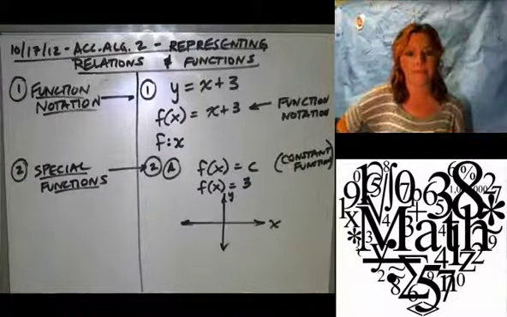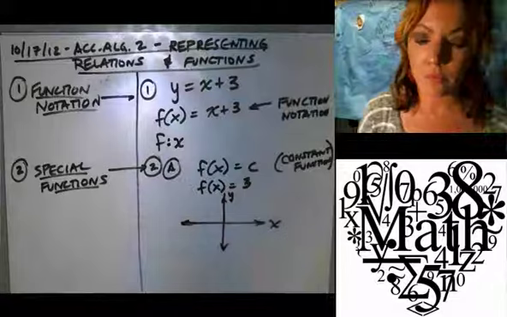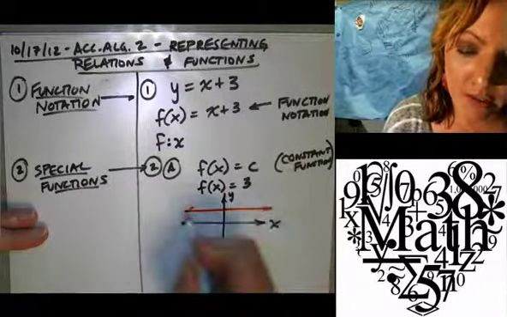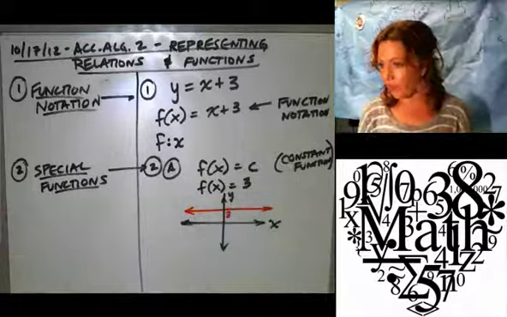O'Brien: It would be a horizontal line on 3 on the y-axis. All right, everybody give it up for O'Brien. Nicely done. 3 on the y-axis.